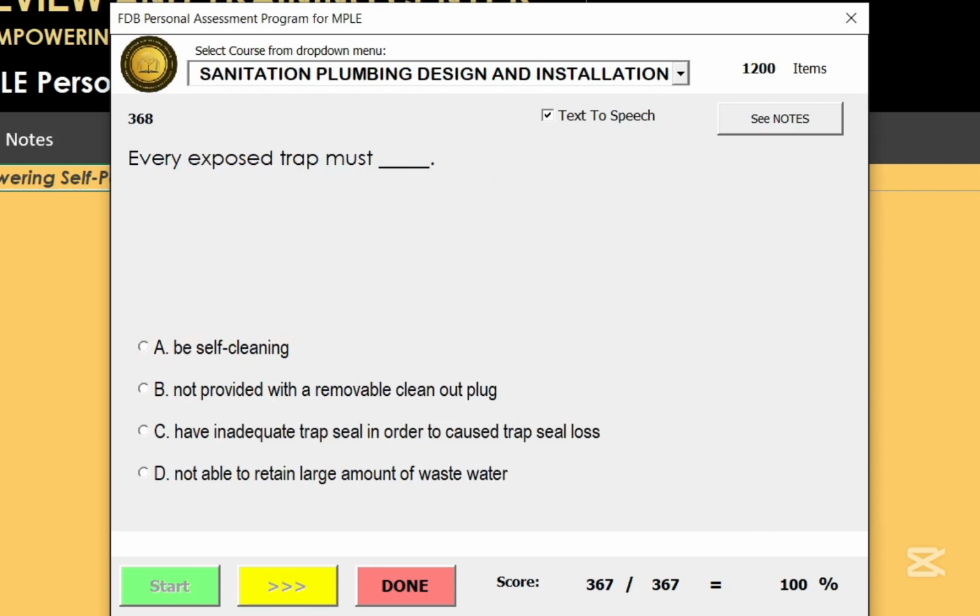Every exposed trap must blank. A. Be self-cleaning. B. Not provided with a removable clean-out plug. C. Have inadequate trap seal in order to cause trap seal loss. D. Not able to retain large amount of waste water. Please pick your choice.